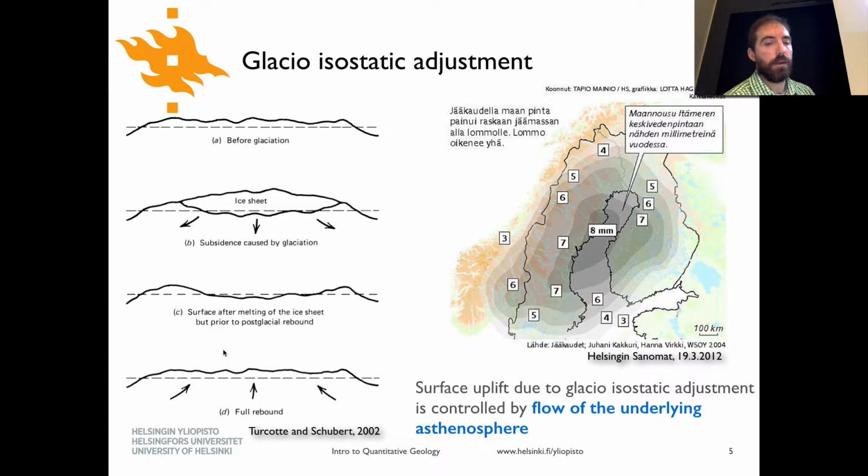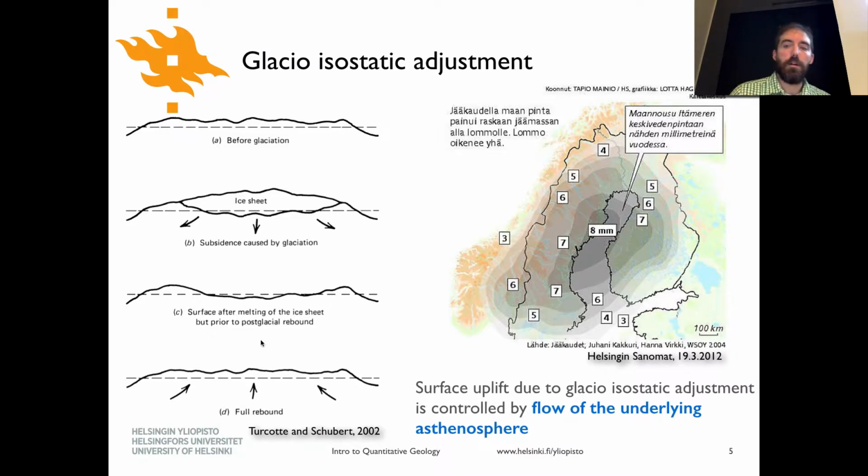And the reason it relates to viscous flow is because the rate at which it can return to its original state depends on the viscosity of the mantle. So this is, in fact, one of the ways in which we can measure the viscosity of the mantle: by looking at rates of postglacial uplift.